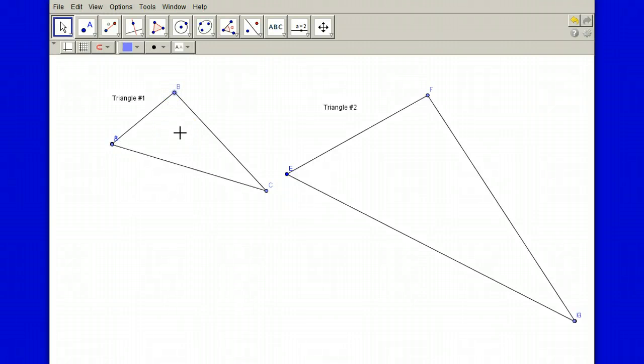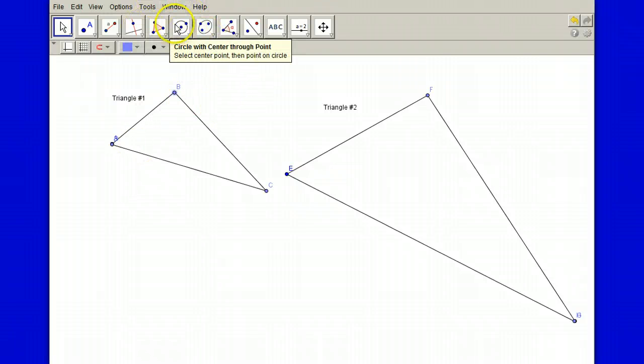Okay, now the question asks, is it enough just to know that each pair of corresponding angles is congruent? If the corresponding angles are congruent, can I say that they're similar? Well, let's test these angles.